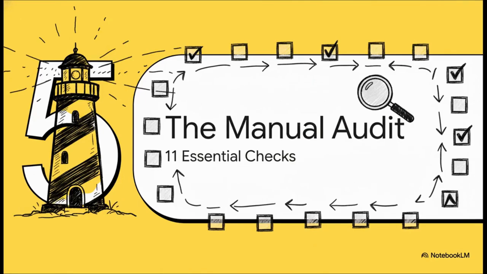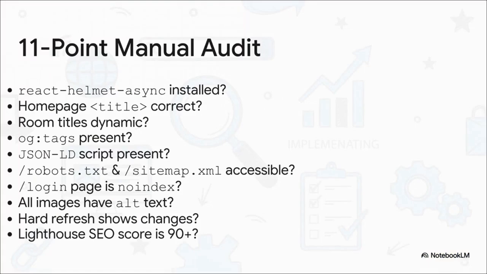Lighthouse is an incredible tool, but it doesn't catch everything. And that's why we have this, a final 11-item manual checklist. These are things that automated tools can and often will miss. Let's walk through this one by one. Number 1, verify that react-helmet-async is in your package.json. This library is the engine for all our metadata. If it's missing, nothing else works.